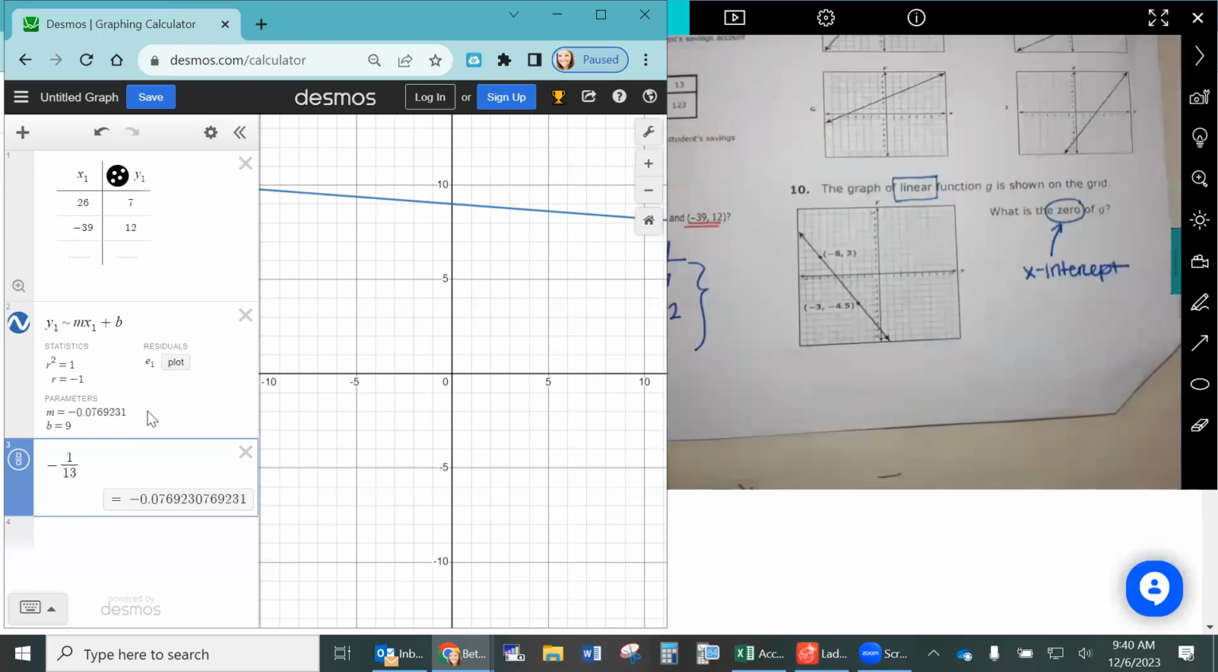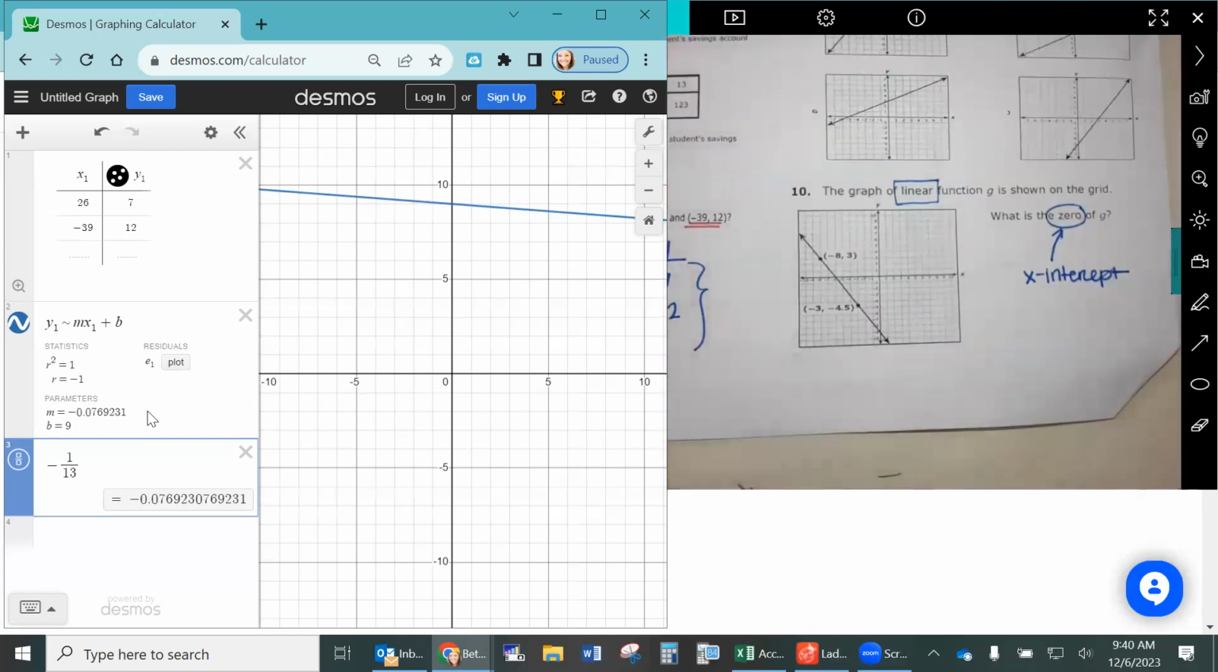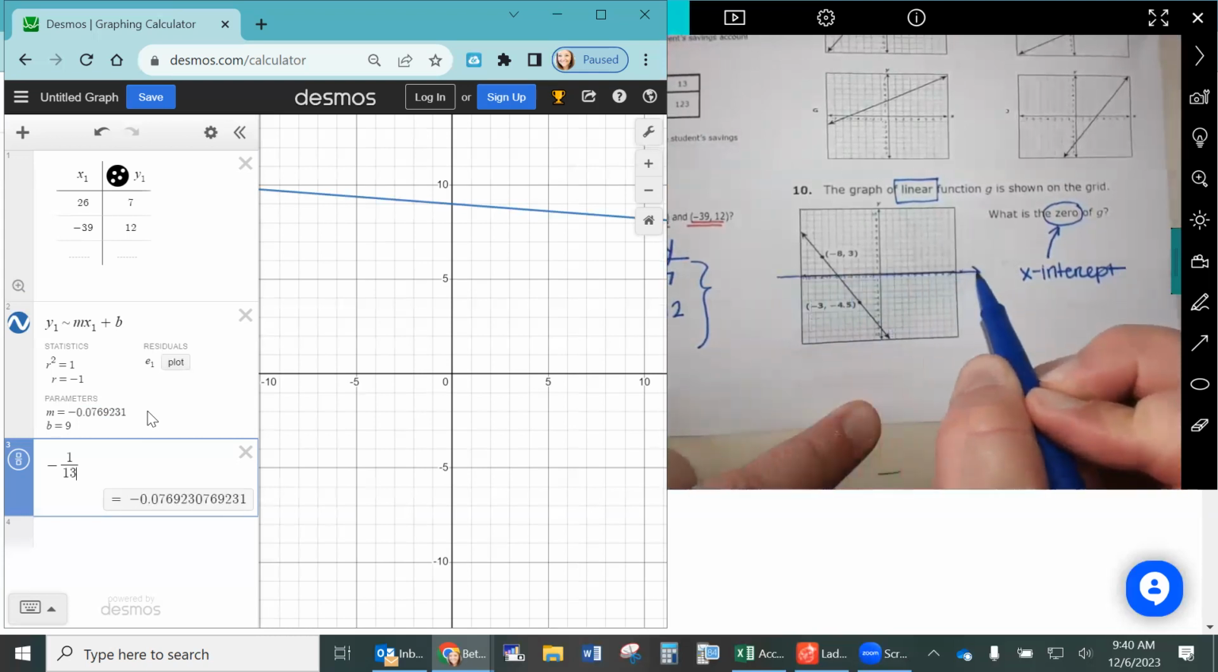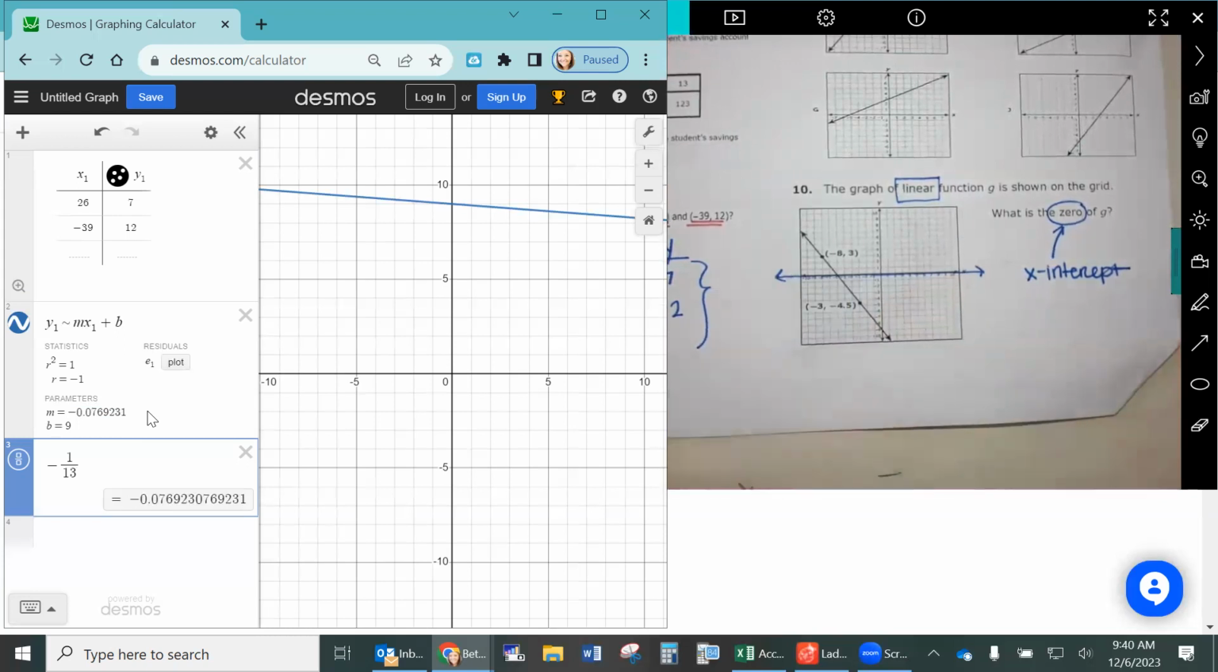So I'm not going to do that one for you, but whenever you see the word zero, that's where it crosses this line right here. So you would just look and see where does it cross. That would be your answer.